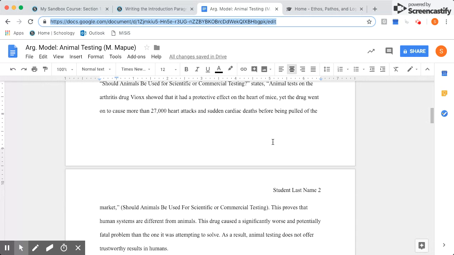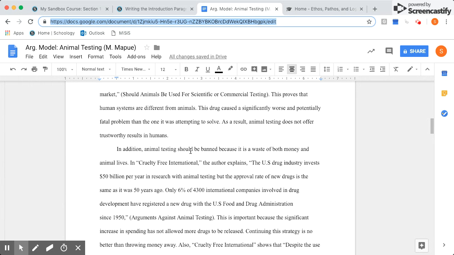It's wasteful. Look at our second paragraph. Animal testing should be banned because it's a waste of both money and human lives. If you notice, it's not word for word. It just doesn't say it's wasteful, but it does mean the same thing. In other words, it's the same thing.